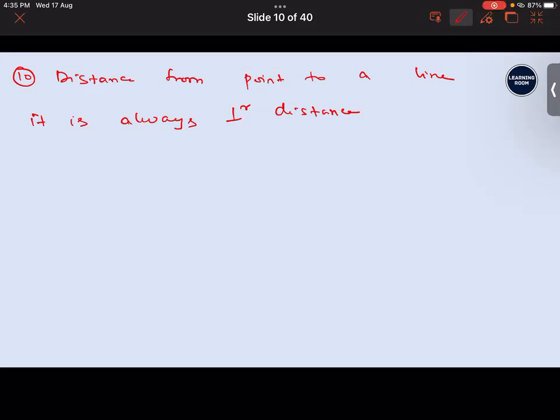So among all the distances from a point to a line, which is the shortest distance? You have a line and you have a point. From a point, you're finding the distance to the line. When I say distance to the line, it is a perpendicular distance, which is the shortest distance. So whenever they say distance from a point to a line, they always refer to perpendicular distance. They will not always mention it as perpendicular distance.